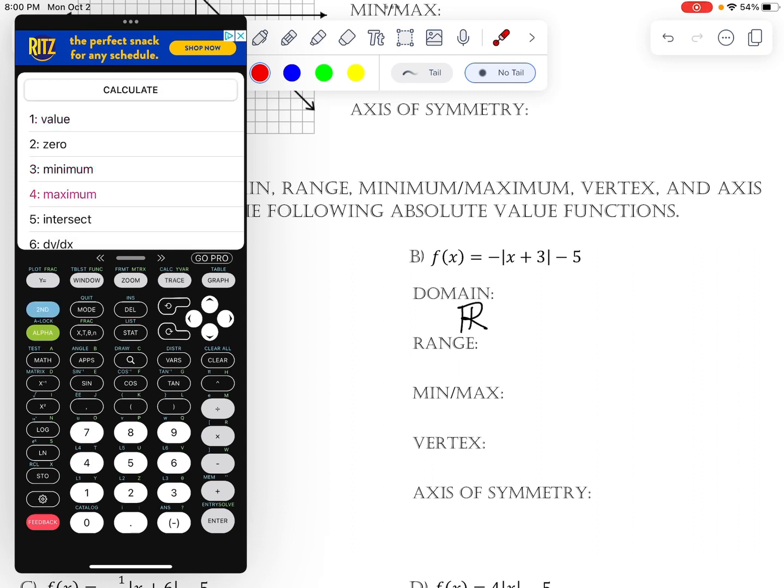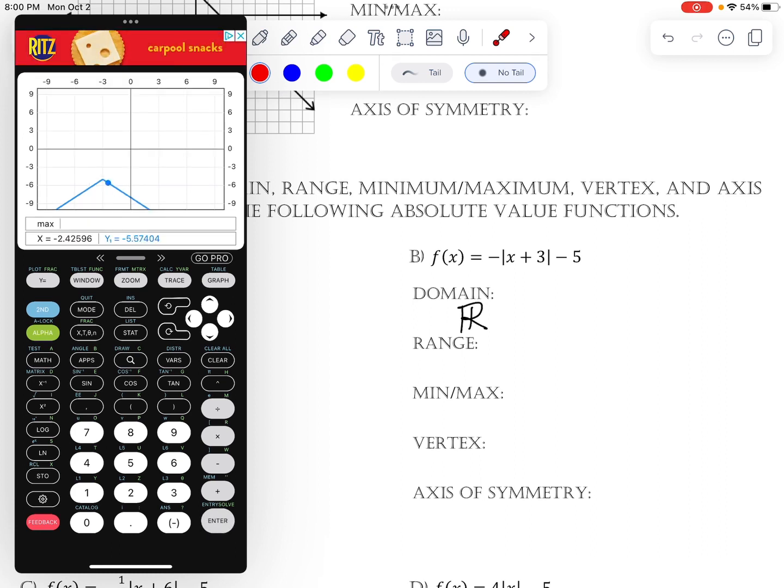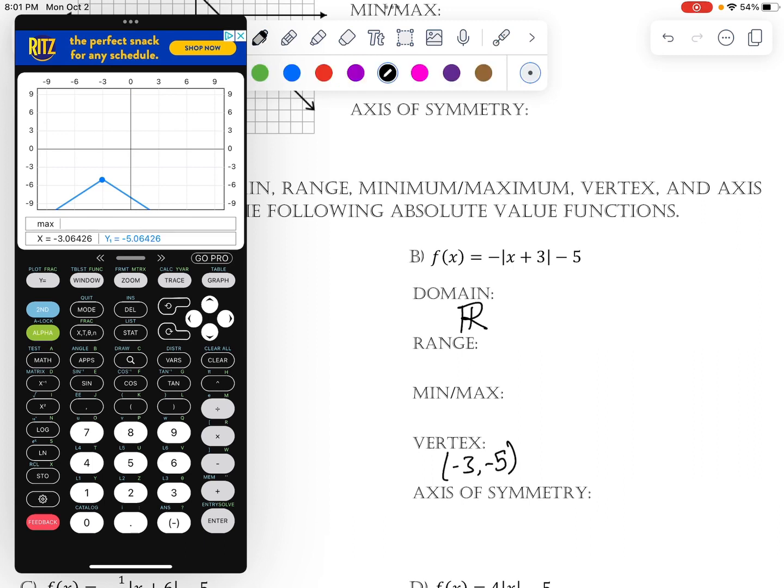Let me take a look and see. So I want to go left, I want to go right. I guess it's not letting me. Well, either way, on your calculators it'll work. But this guy is at -3, -5. Okay, so our vertex is -3, -5, and I don't know, again, why my calculator is being dumb.